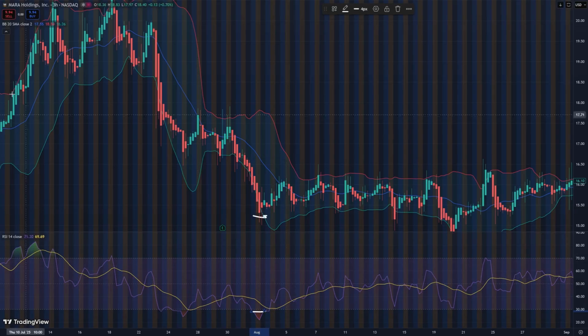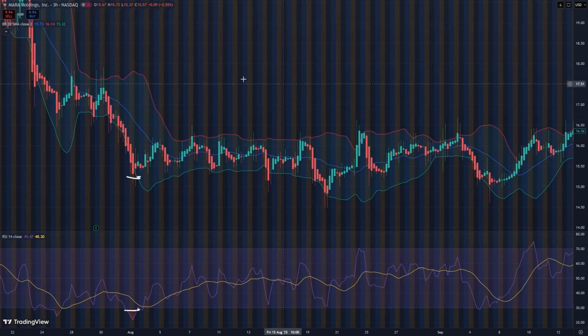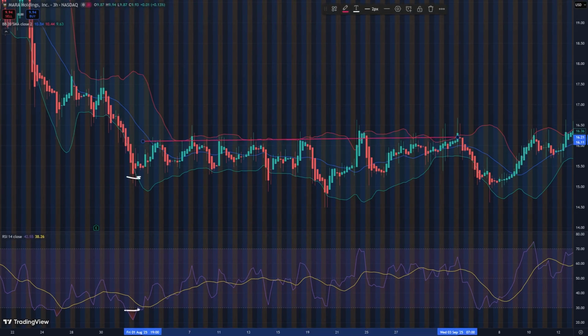And that word matters, fatigue. Stretch doesn't mean snap immediately. It means the market is using more energy to go the same distance.